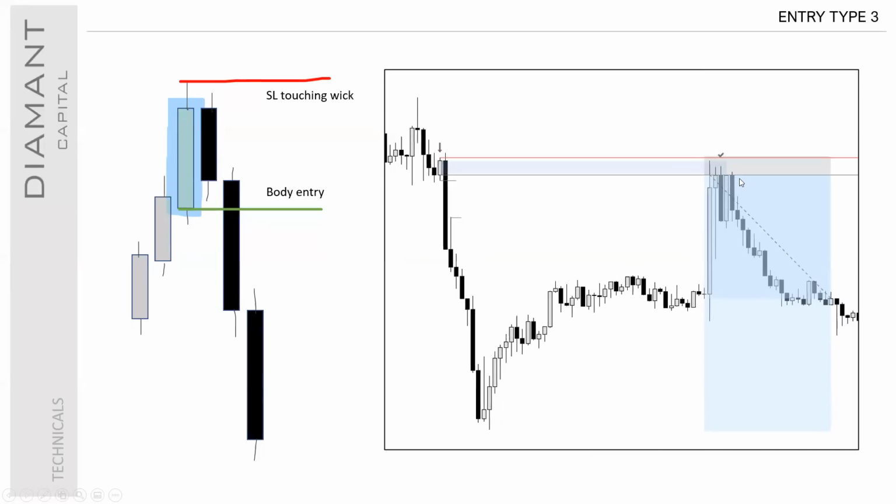Now, your third type is where your stop loss is literally touching your wick. Personally, this is the way that I always teach my students as well. This entry is obviously a lot more risky because if you do this type of entry, you're more likely to hit stop loss. But it really depends on how you have refined your point of interest.